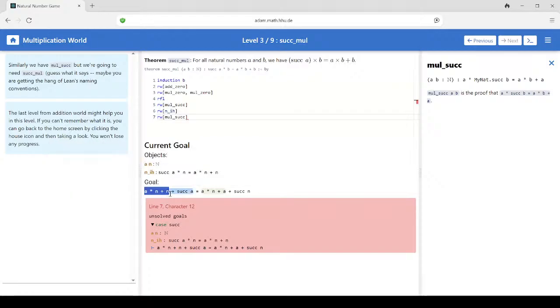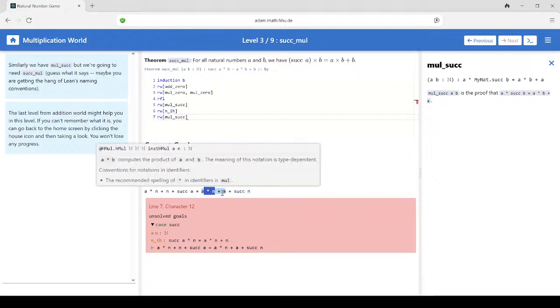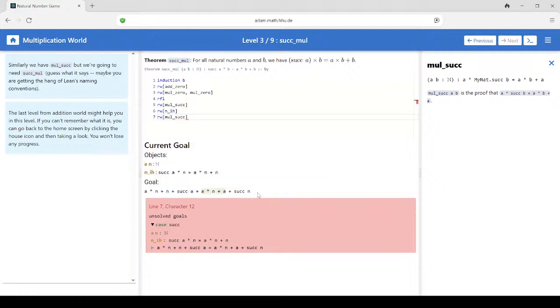We have a times n plus n, a times n plus a plus the successor of n. So we have a and the successor of n on this side, and we have n and the successor of a on this side. So I feel like we're really close. We're so close.